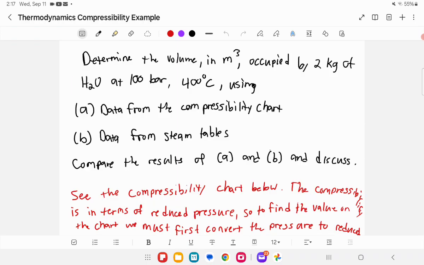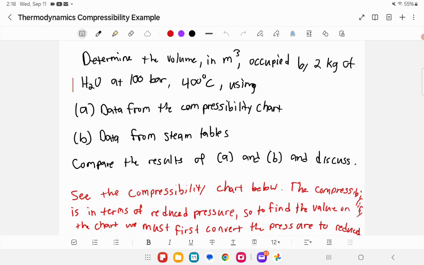So this one is going to be a video with a compressibility example. Obviously certain materials we are going to model as compressible, such as gases, specifically gases in this case. And since gases are compressible, we are able to model them using these compressibility charts, which I'll show below in a moment.